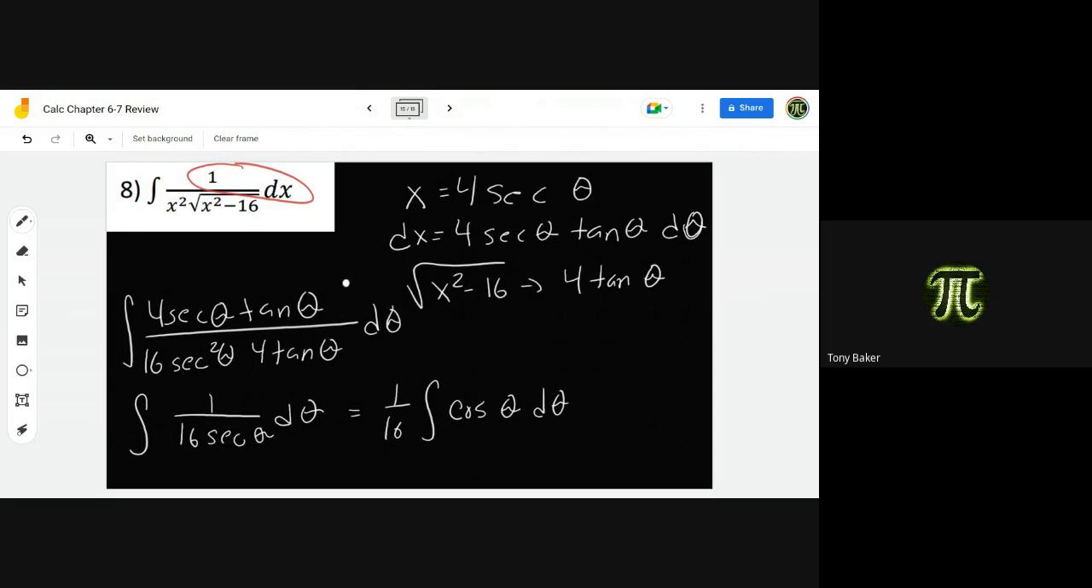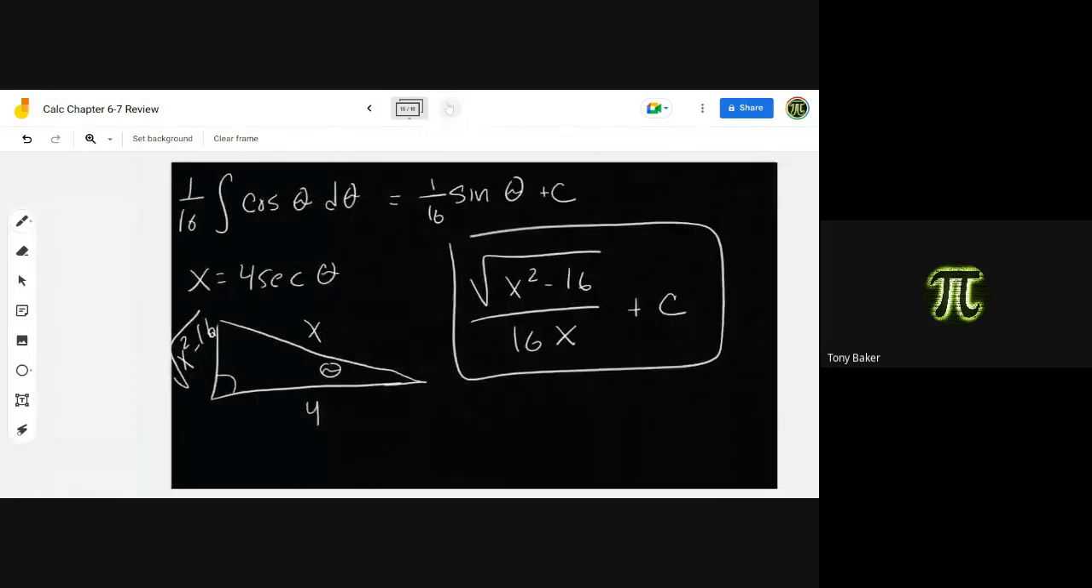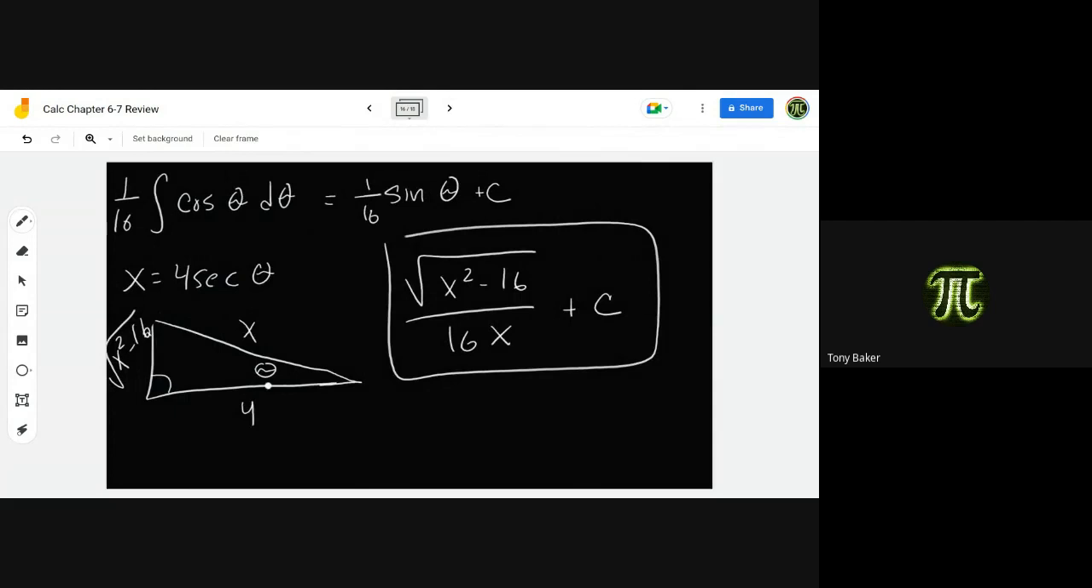All right. You get x squared minus 16 in the next slide, because sine is opposite over hypotenuse. So sine of theta is opposite, which is that over that. That's where I got that. And the 16 just came from the 16 that was in front.